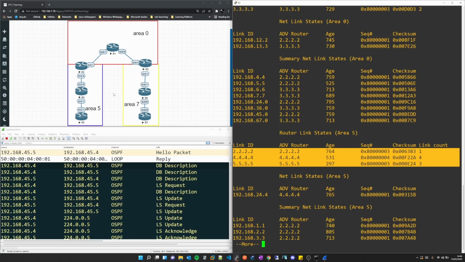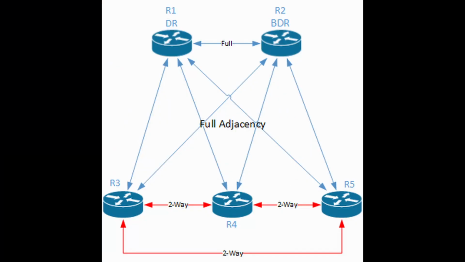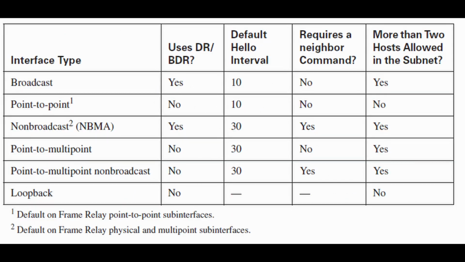I'll just put up a diagram to demonstrate the DR, BDR, and DR other relationships between each other. DR others would only form a full adjacency with a DR and a BDR, and they would not form adjacency with any of the other DR others. This is to produce less OSPF traffic. The DR and BDR process only happens on two different types of networks, broadcast and non-broadcast.